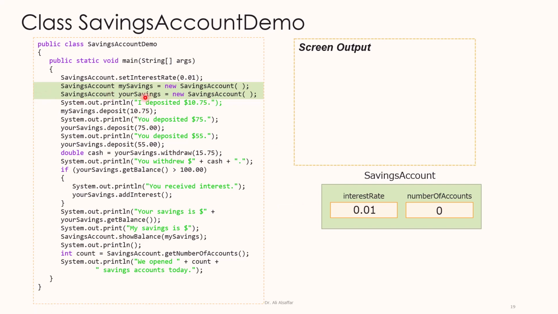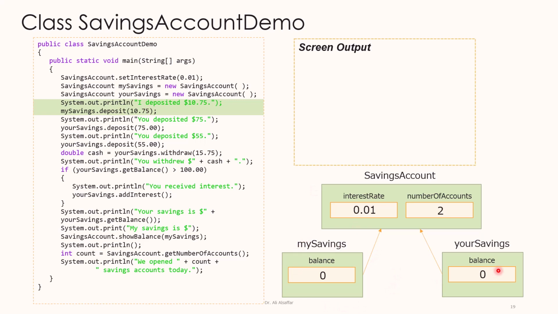Then we have created two objects from the savings account. One is called my savings account. The other one is called your savings account. When these two statements are executed, two objects will be created, and this is the situation that we are going to have. Since savings account has static variables, interest rate and number of accounts, then these two variables will be shared by these two objects.